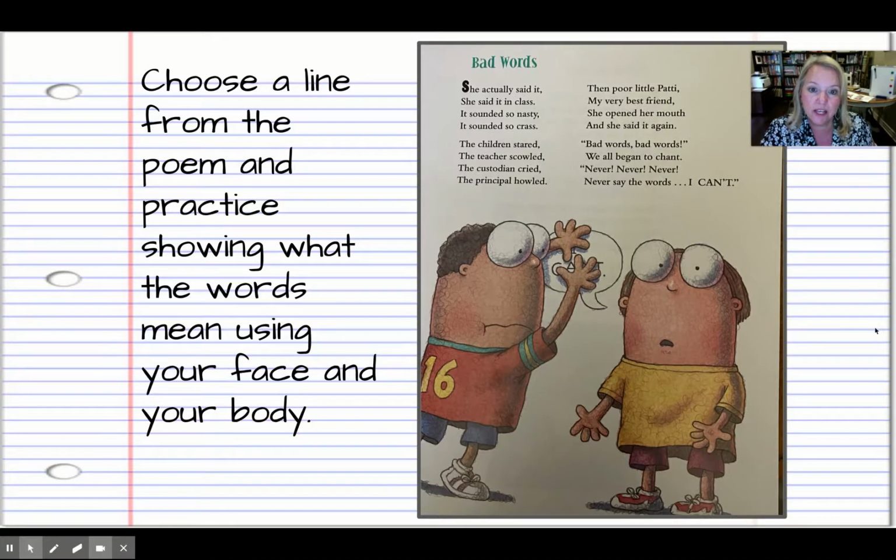Okay, so for example, I did the first stanza. You could choose something from the second stanza. So you might practice this one. The children stared. Did you notice my eyes? Now you do it.